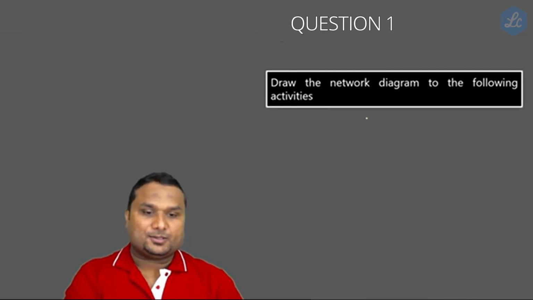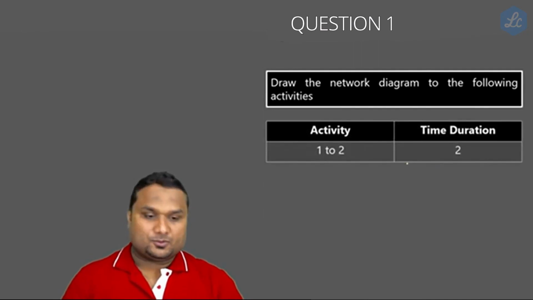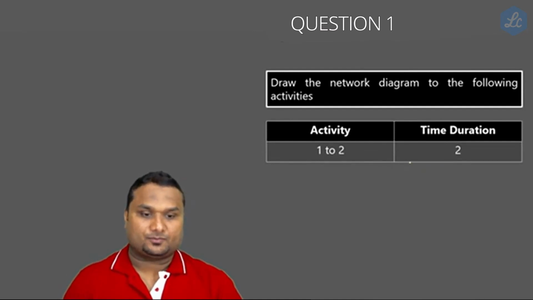Okay, write down the question. Draw the network diagram. Draw the network diagram for the following activities. There are two columns. First one is activity. Second one is time duration. First column, activity.